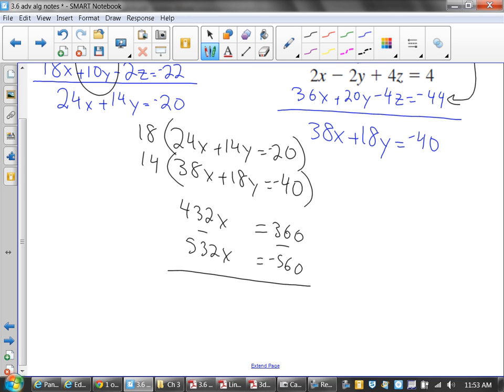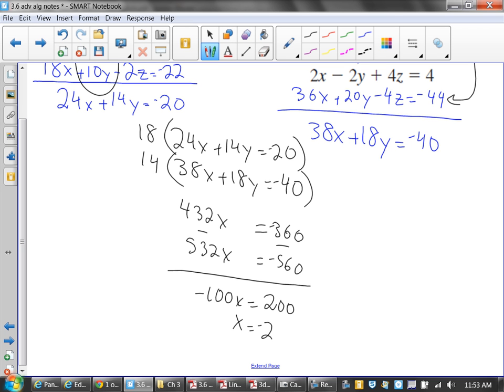Wait, isn't it 360 minus 2 because it's negative 20? Thank you. So I get negative 100, x is 200. And x is negative 2. It's not bad, it just takes forever.